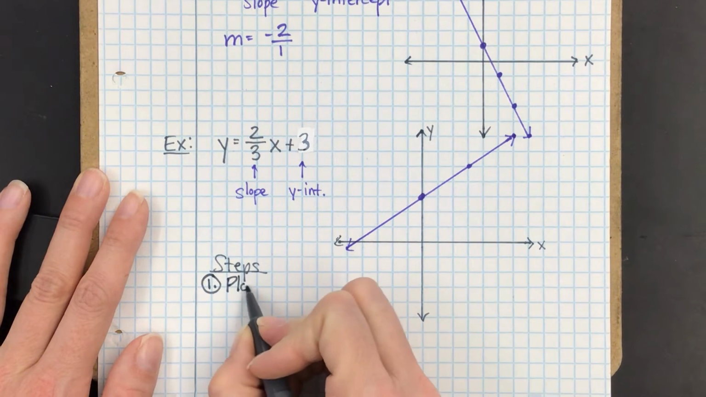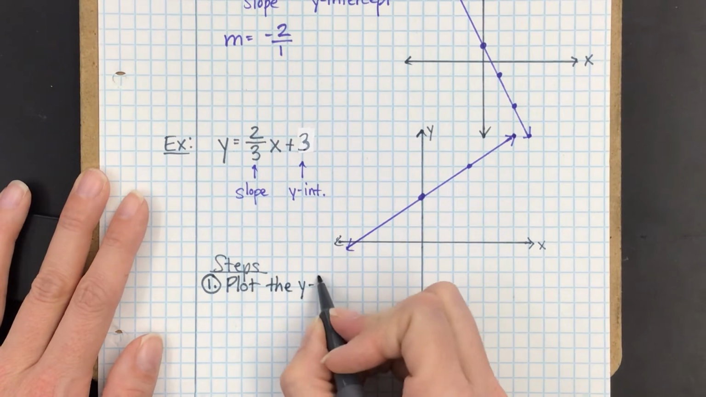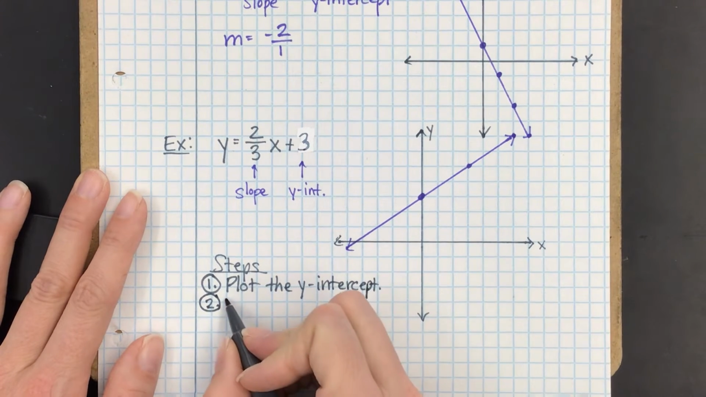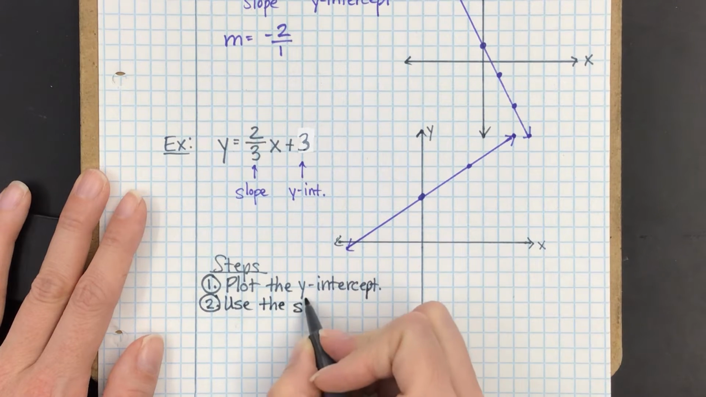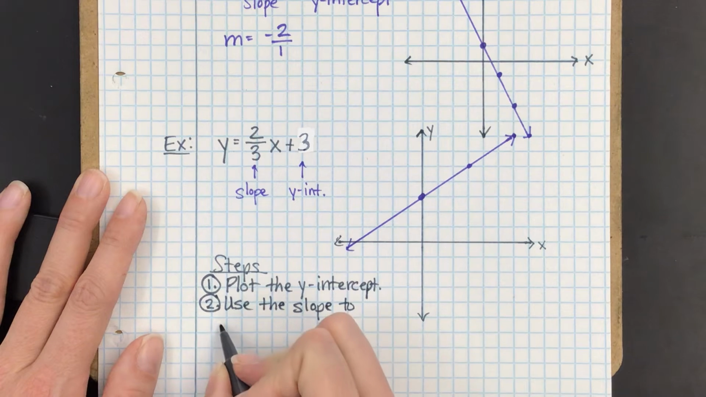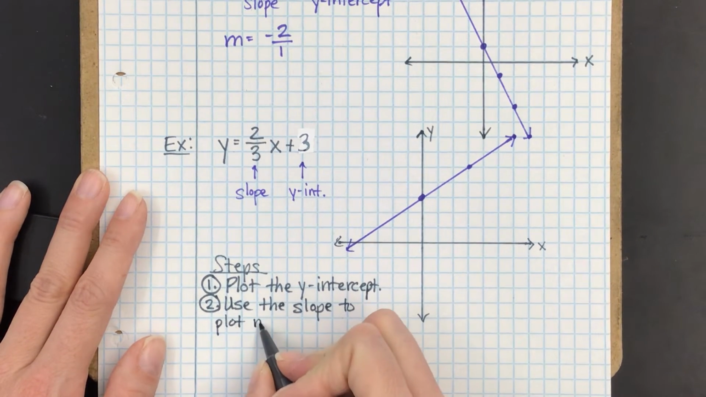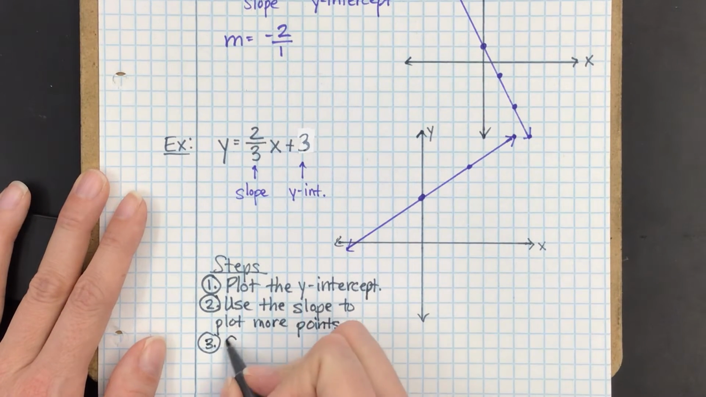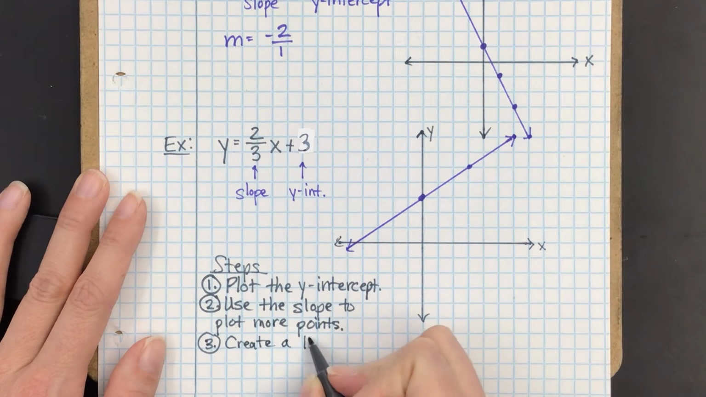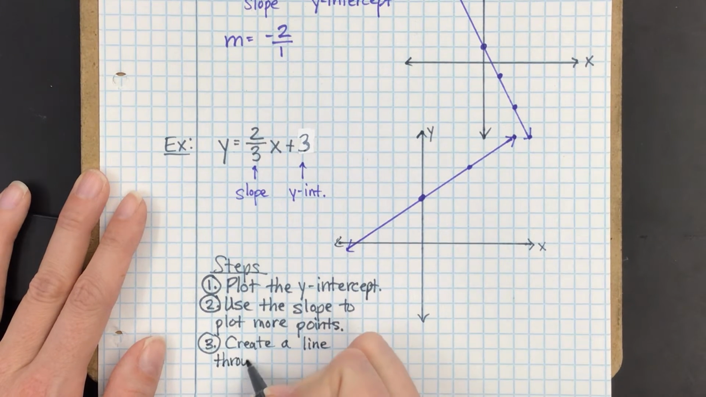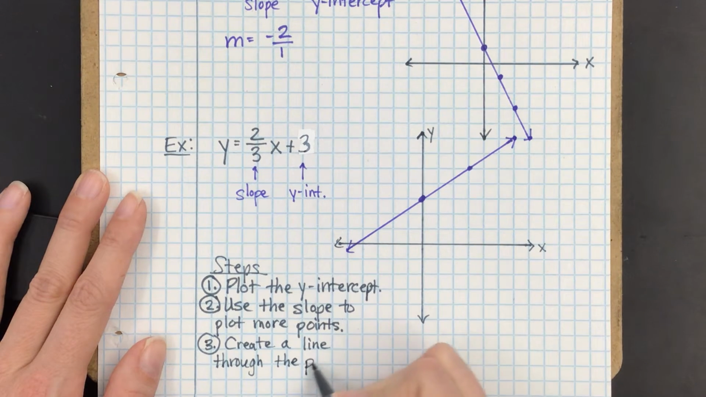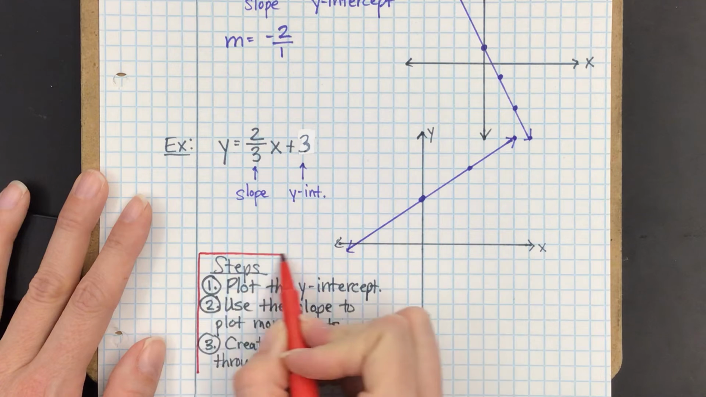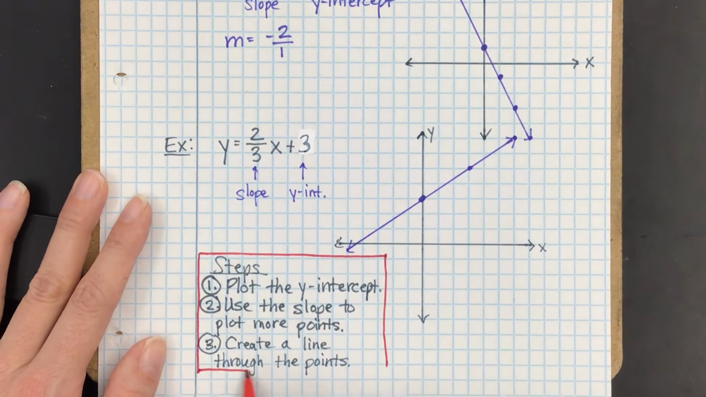Step 1, we're going to plot the y-intercept. Step 2, we're going to use the slope to plot more points. And then step 3 is create a line through the points. Okay.